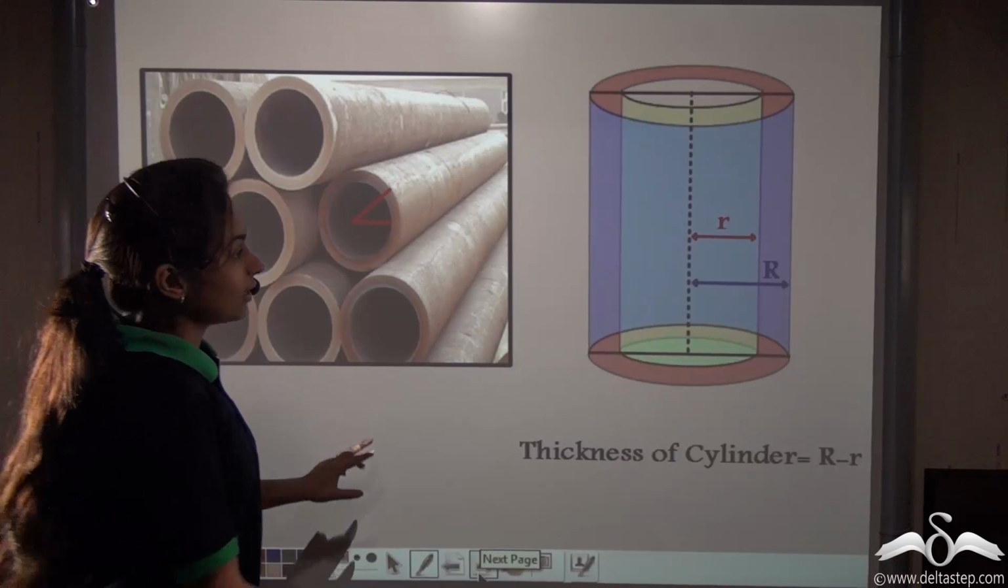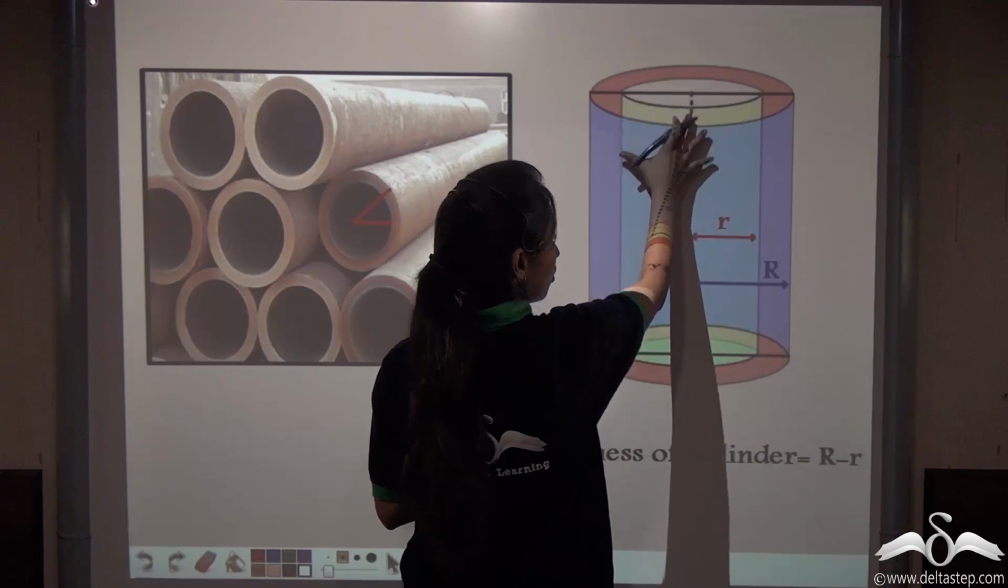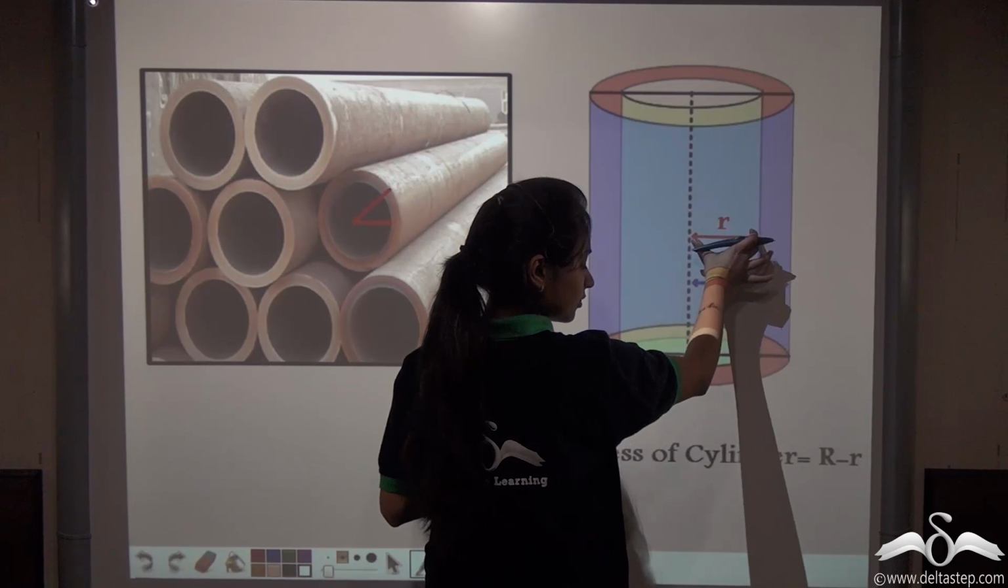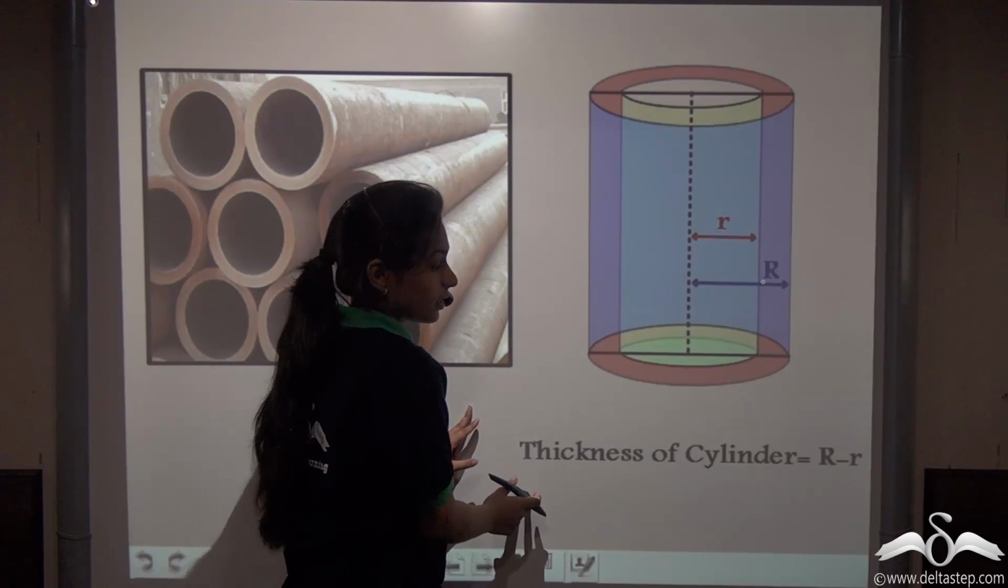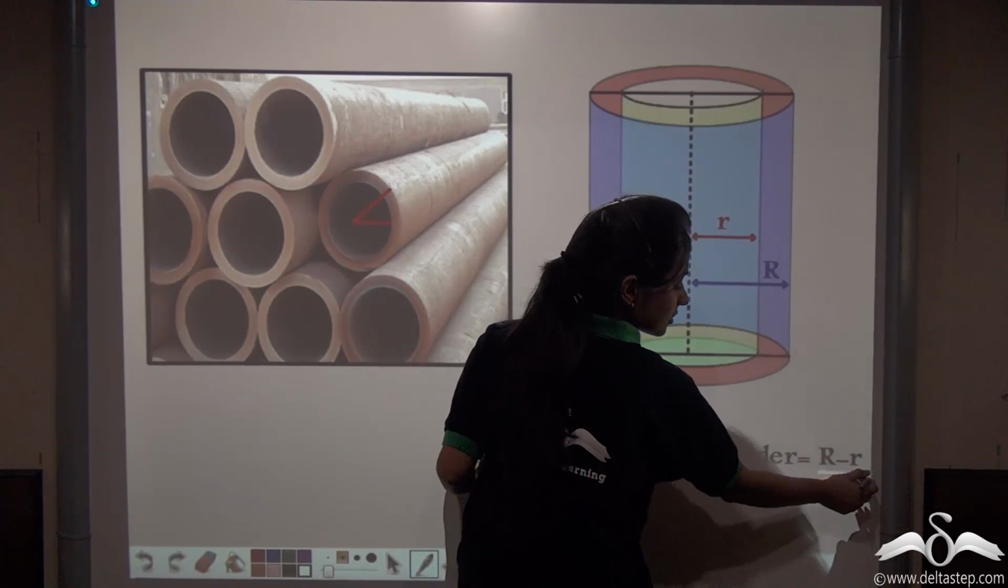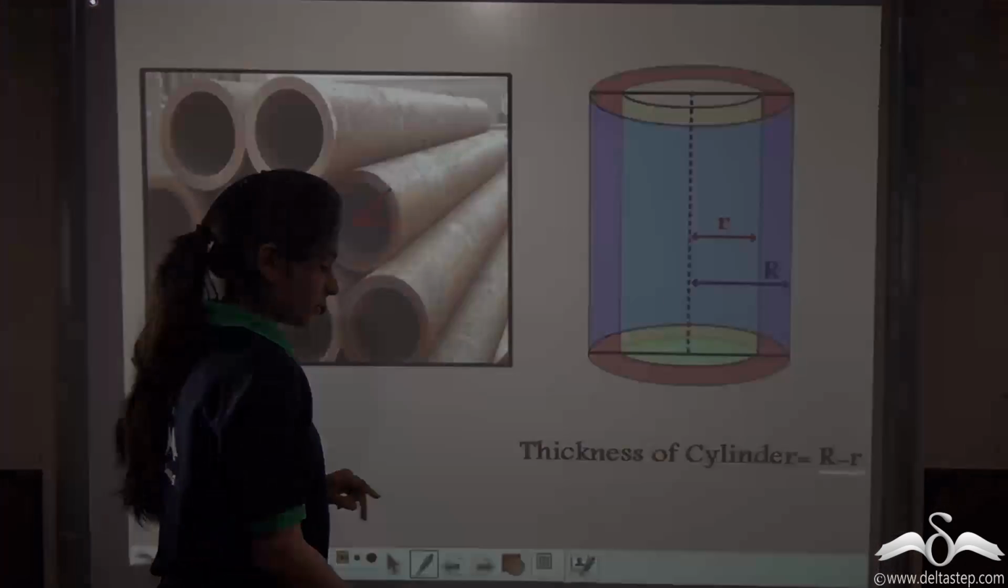So you know that if this is a cylinder, this is a hollow cylinder, then we have two kinds of radius, that is the external radius and the internal radius, and the thickness of this cylinder will be the external radius minus the internal radius, that is capital R minus small r.